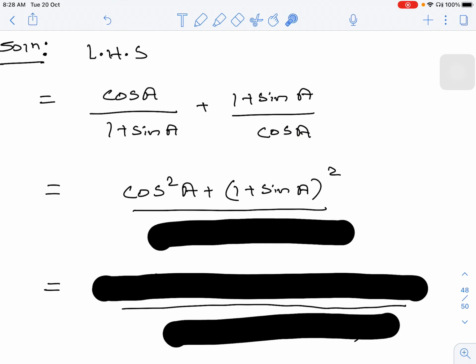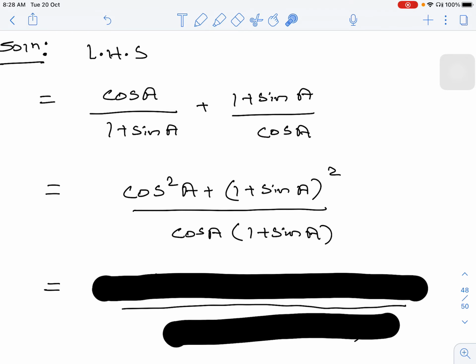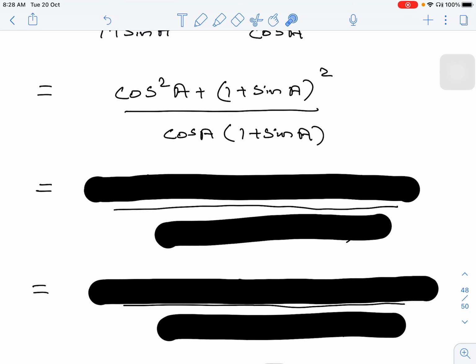Now cos A into cos A will become cos square A. 1 plus sin A into 1 plus sin A will become (1 plus sin A) bracket square, and these both will multiply to each other in this way. That is cos A into (1 plus sin A). Okay. Now already we have seen this (1 plus sin A) bracket square means it is of the form, I'm just writing it here, (A plus B) bracket square, which can be written as A square plus 2AB plus B square. So instead of this, we will apply this formula over here.